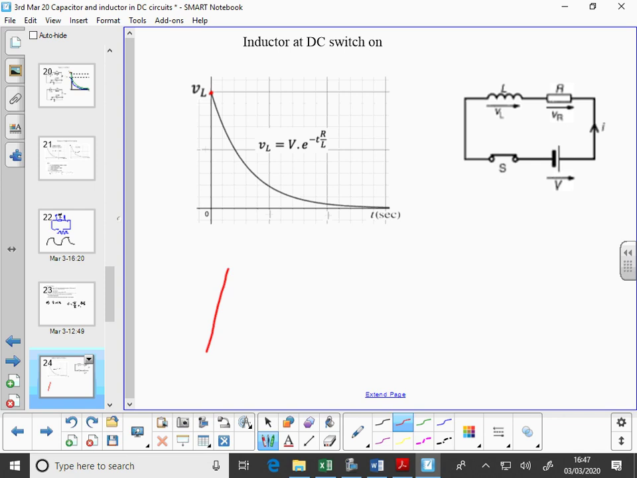Notice though that tau in an inductor circuit is equal to L, the inductance in henries, divided by the resistance. So tau, the time constant, is different. So the instant we switch on, we get a high induced EMF, but because that opposes the rise in current, it decays away to nothing. Okay.